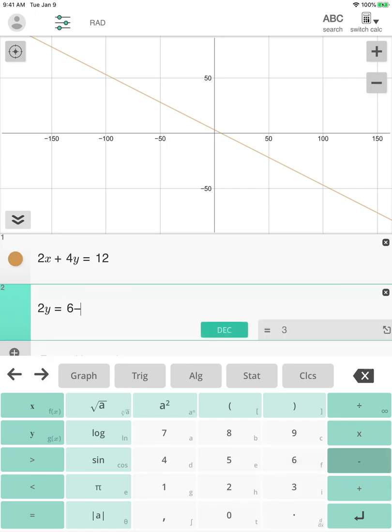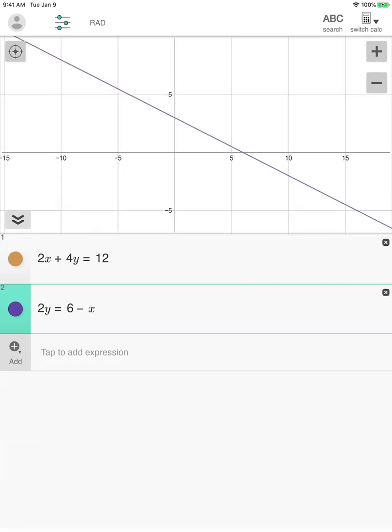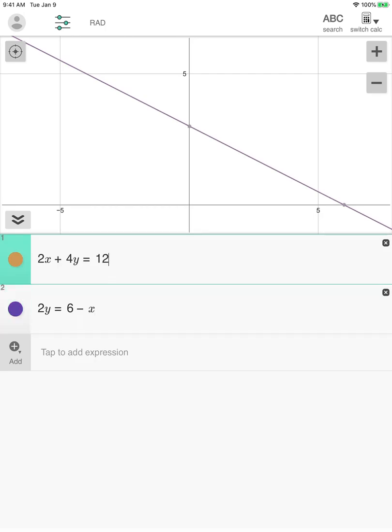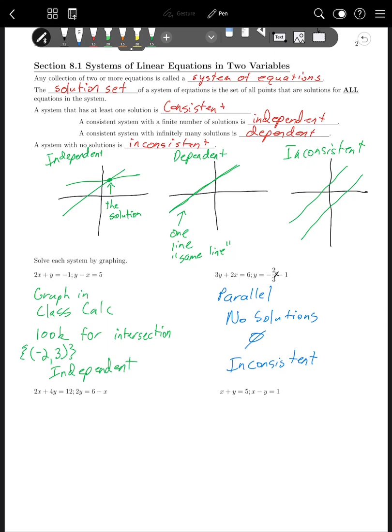Now, one of the nice things about the Class Calc app, which we've talked about before, is that I didn't have to solve for y or anything like that to be able to graph these, which is a big improvement over the TI graphing calculators you would have used previously. So notice here that these are the exact same line, right? I only see one line. So these are the same line.